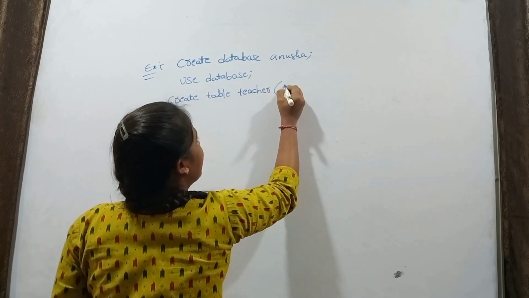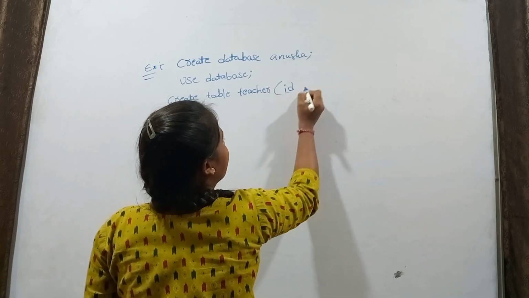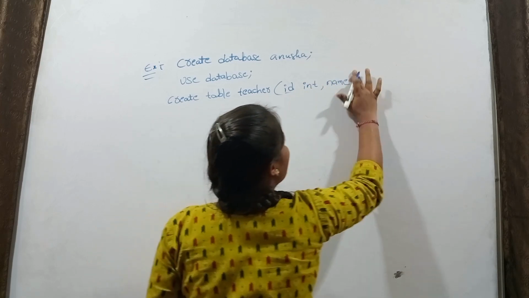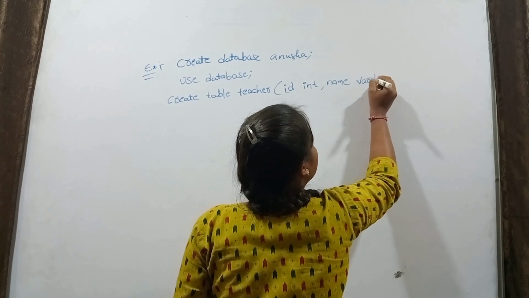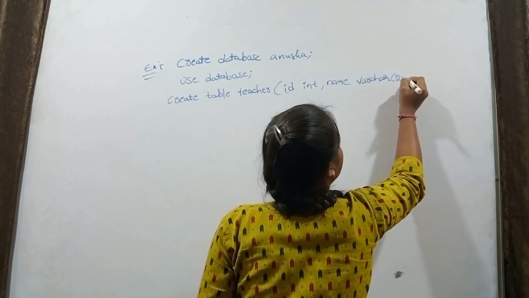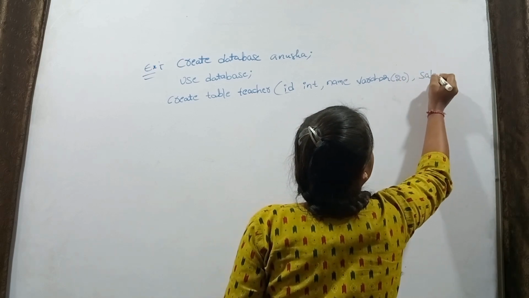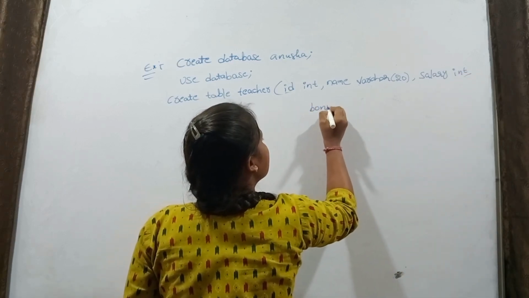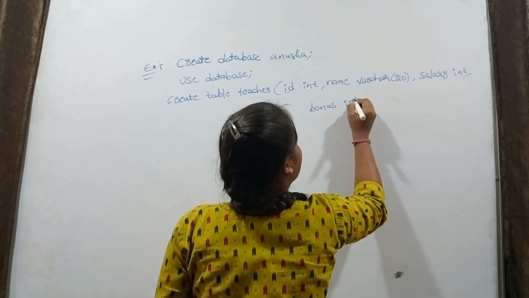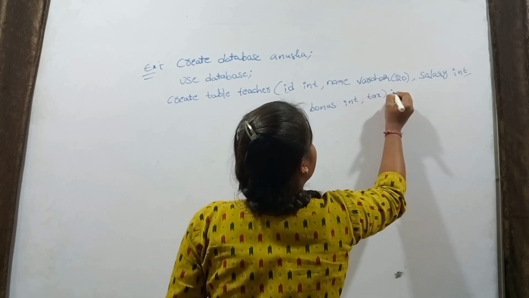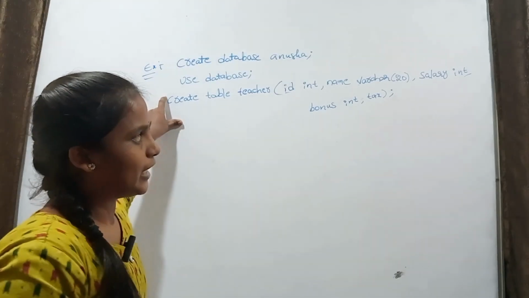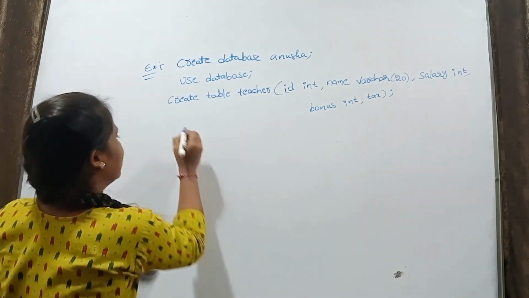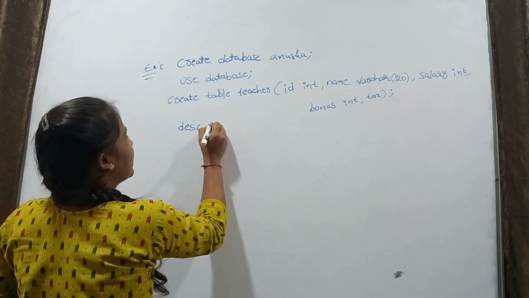Here we have to give some ID. It is an integer type, so we can give int. Name is a string type, so we can give varchar. We can give a size for it. Then salary, integer type. This is also bonus, which is also integer type, and tax. First we create a table. We have to show whether this table is created or not. We can use describe. Describe table name teacher.